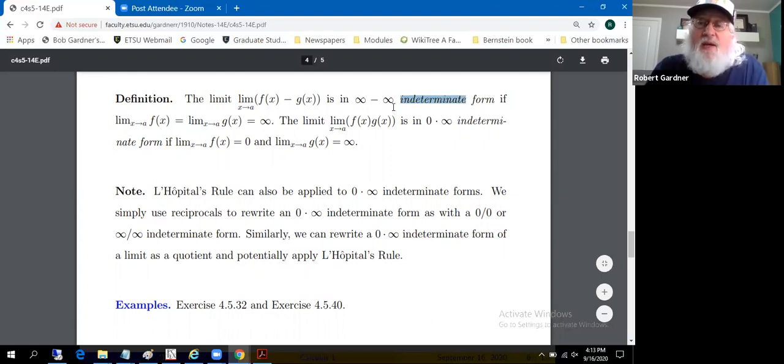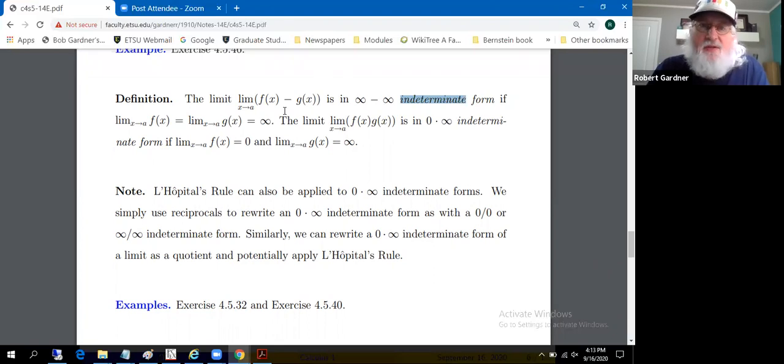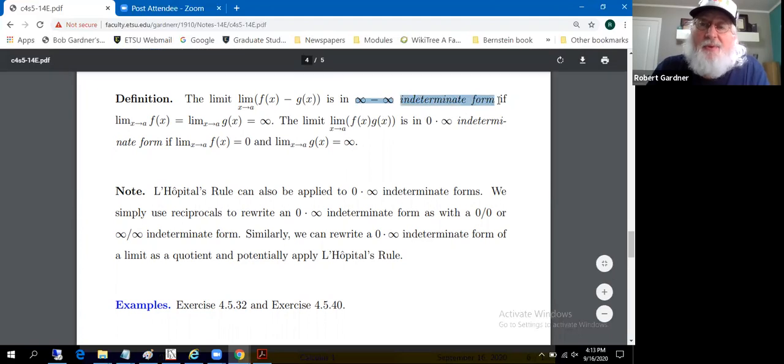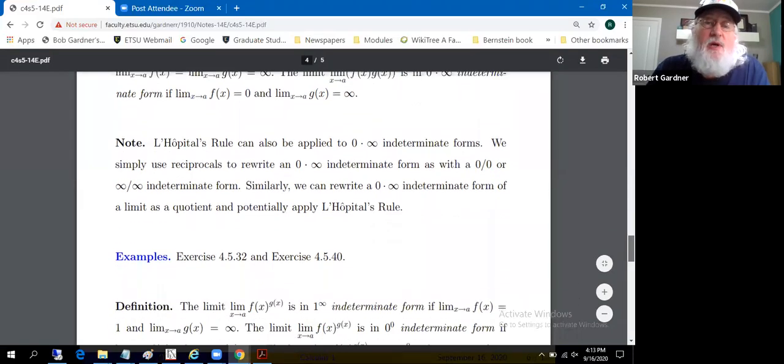We got an infinity minus infinity indeterminate form, could be 0, could be infinity, could be negative infinity, could be 7, could be 1, could be undefined. That's why they're indeterminate forms. Knowing that they're of, say, an infinity minus infinity type doesn't tell you what the value is. It tells you the type of limit you're dealing with. And maybe you can use L'Hopital's rule.